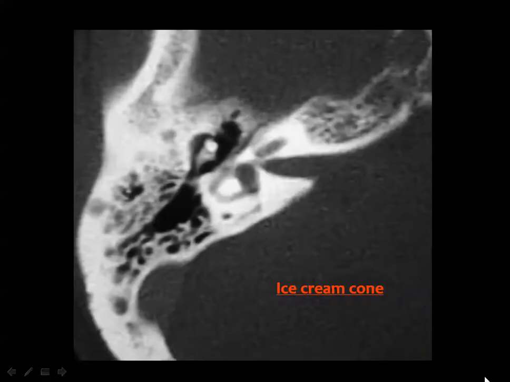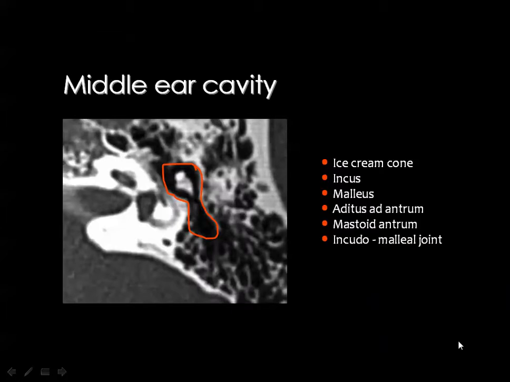Then, if you look carefully in the middle ear cavity, this is the middle ear cavity which is containing air, and you can see the ossicles forming the ice cream cone. This is the head of the malleus, and this is the incus, the body, and the short process. Of course, there is a joint between the head of the malleus and the incus, and this joint is known as the incudomalleal joint or the malleoincudal joint, whatever, both names are right.